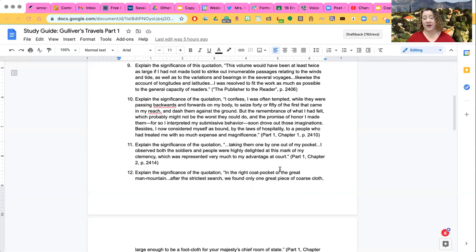And so it was to his advantage in court, because when he goes to court and they're trying to decide what to do with him, they are concerned about his size. They're concerned about how much he's eating, that they might starve because they're trying to feed him. But they take it as a sign that he's benign, that he's not harmful to them, that he didn't hurt the Lilliputians when he could have. So that's the significance of that quotation.